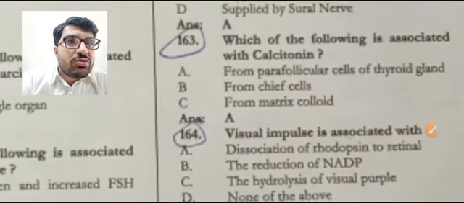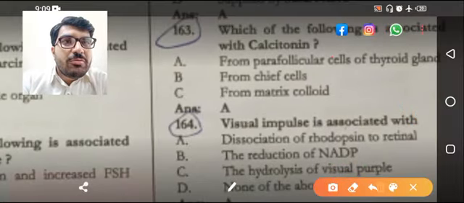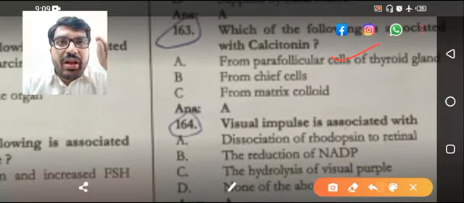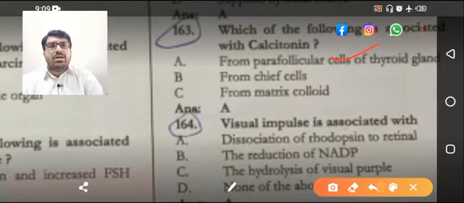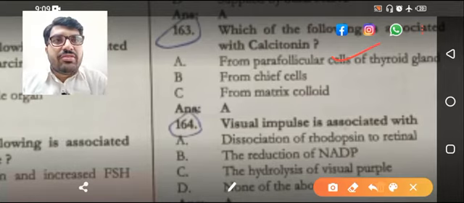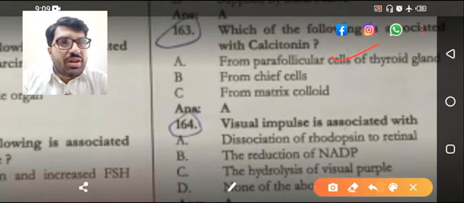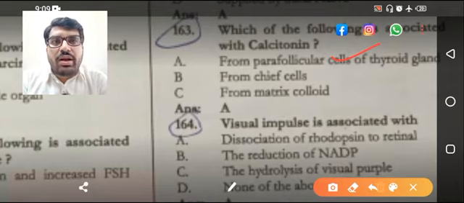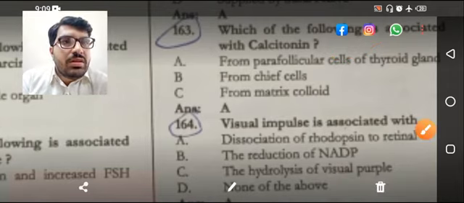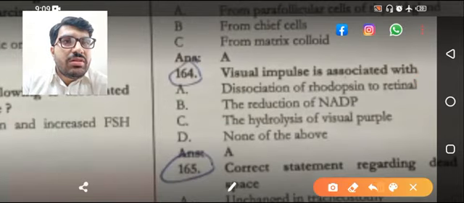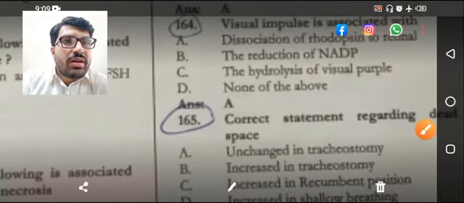Coming next, which of the following is associated with calcitonin? The answer is the parafollicular cells of the thyroid gland. They are also called the C cells, and they are derived from neural crest cells. So the origin is ectoderm. Visual impulse is associated with dissociation of rhodopsin to retinal.